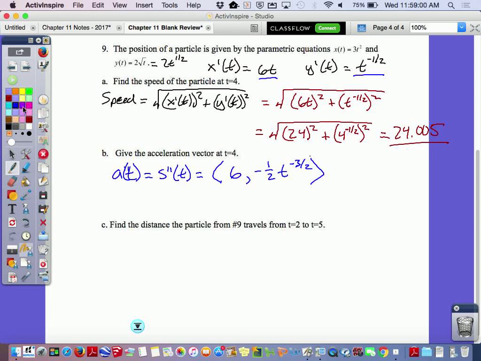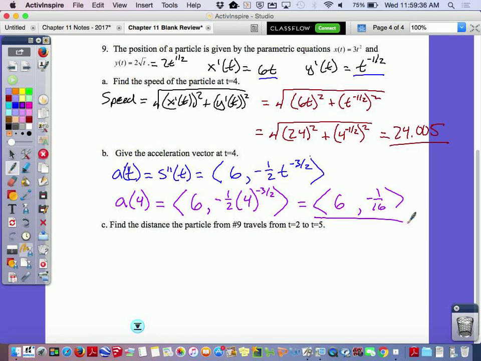We're specifically asked in this case to find the acceleration vector at 4. So when I plug 4 in, for my x component, that's going to be 6 no matter what t is. And then we'll get negative 1/2 times 4 to the negative 3/2. I know that negative exponent is causing some stress. Good thing you can plug it into the calculator. Reduce it how you will, but that second number does come out to be negative 1/16. And we get a 6 for our first value. So that is our acceleration vector at t equals 4.